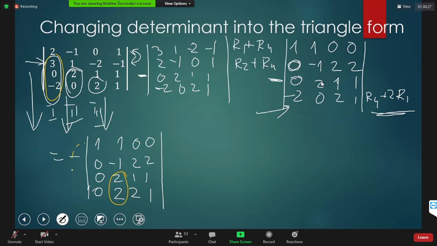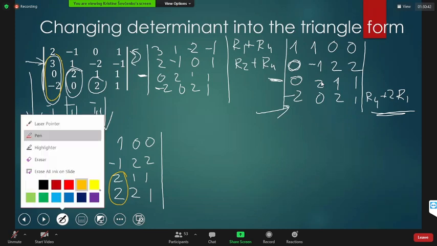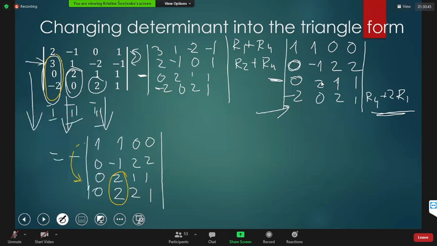Because if I do it with the first row, I will destroy my zeros in the first column. I don't want to destroy those zeros. So I'm not touching the first row anymore. I will only touch the second row. And so I will have row 3 plus 2 row 2, because minus 2 plus 2 will create a 0, and row 4 also plus 2 row 2, again to create that 0.